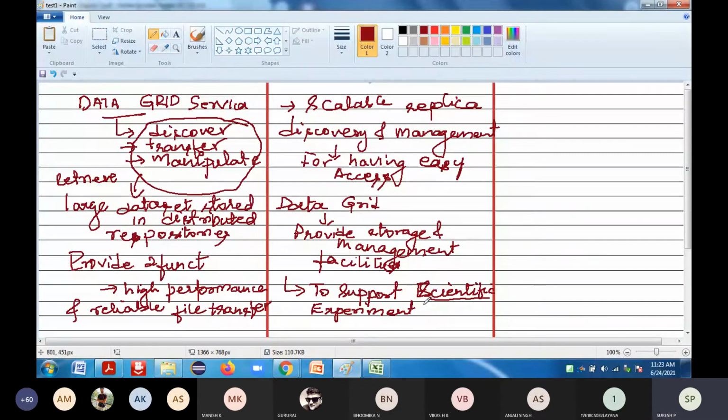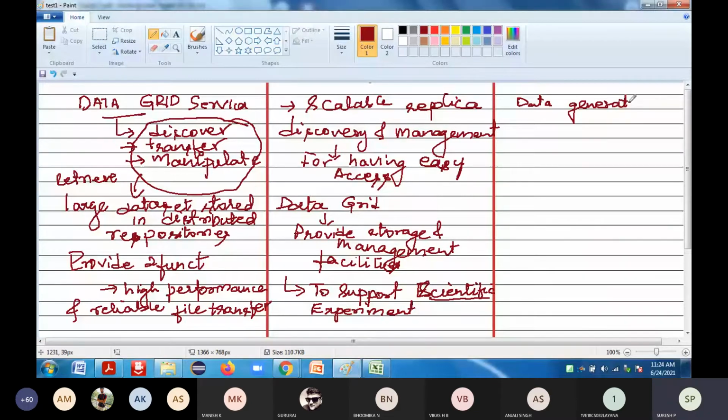When you do things like weather prediction, or wind speed, or earthquakes, this will generate an enormous amount of data, and depending upon the data you have to predict. For that purpose, your data grid has to provide these things. All the data in your scientific experiments is generated globally.